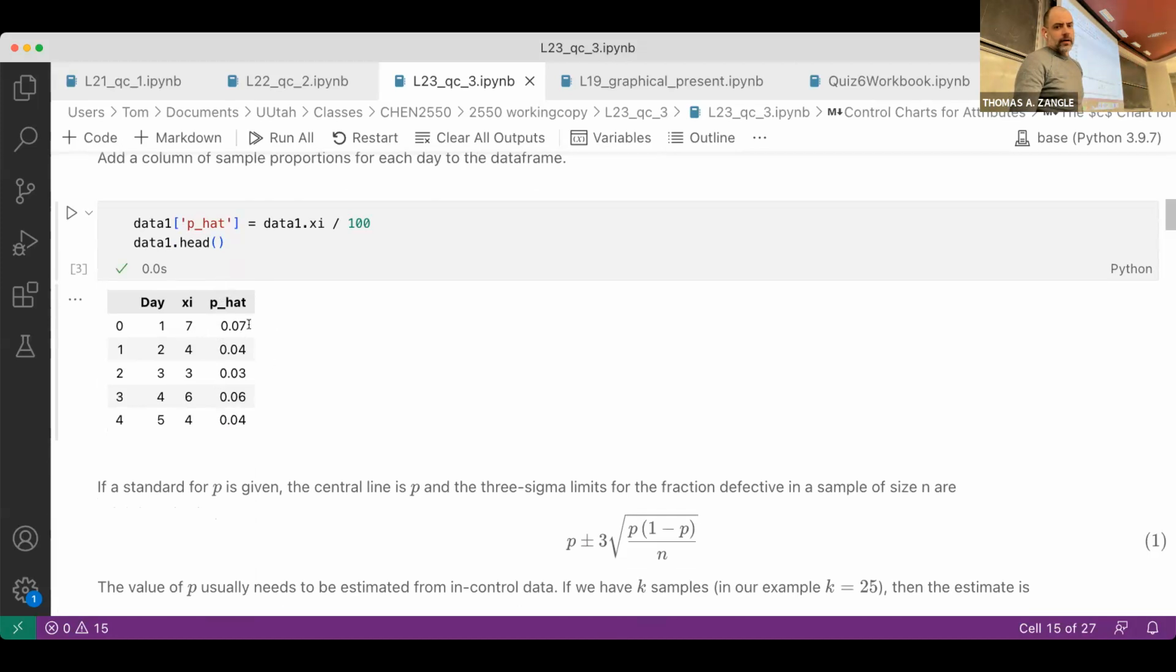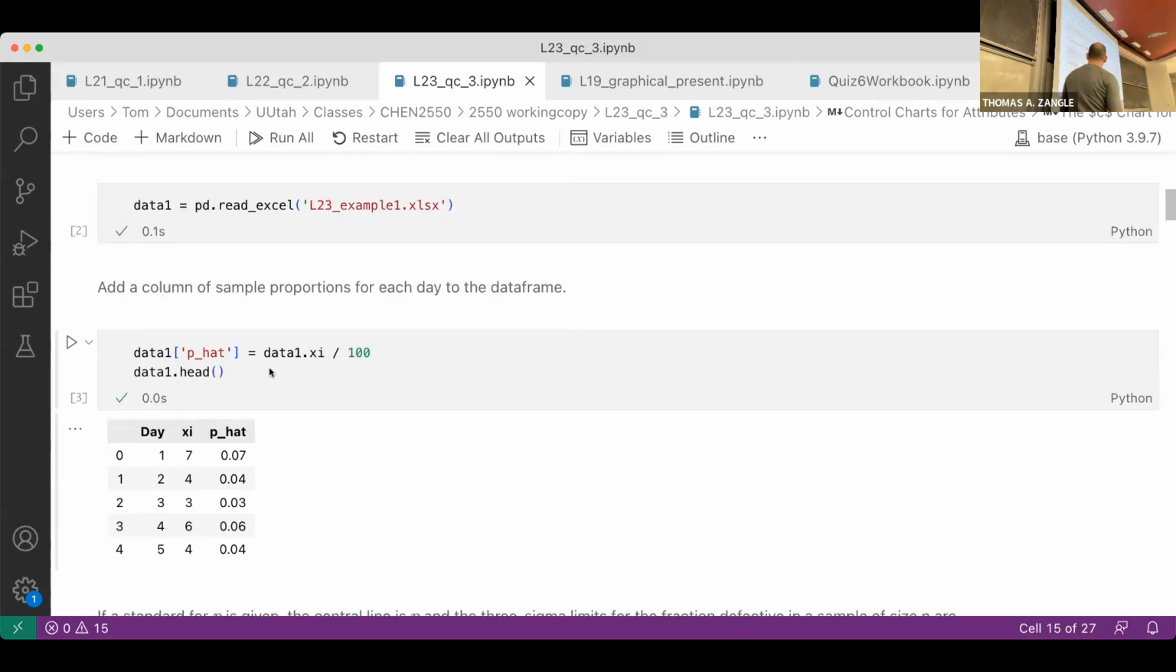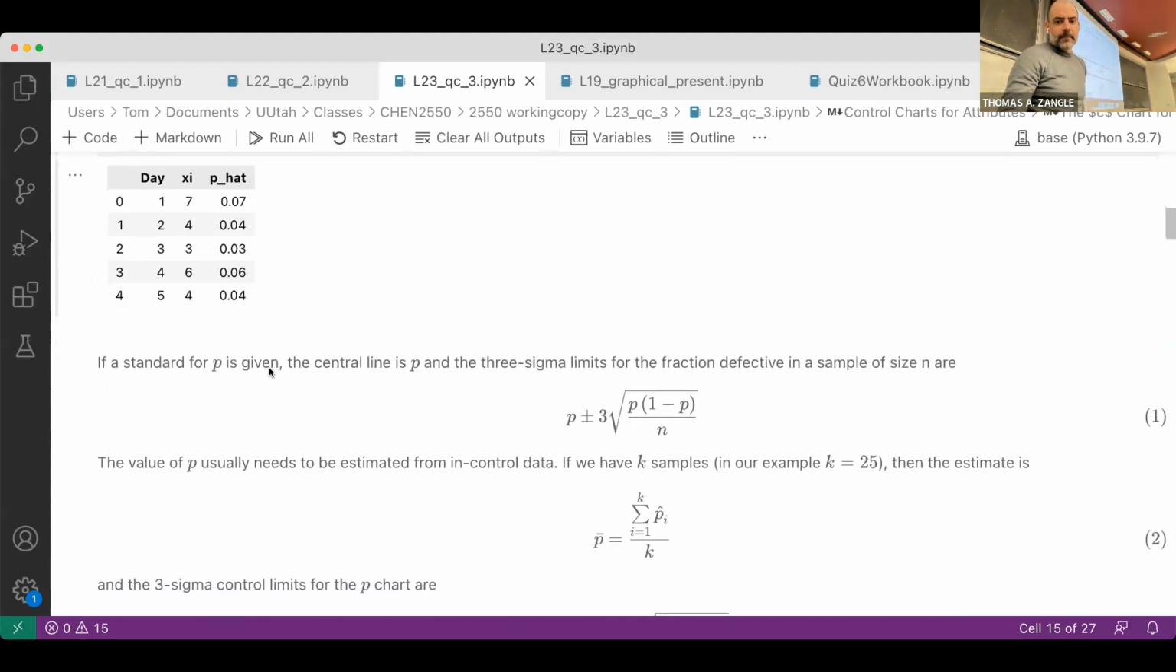Now, very analogous to what we had for the X bar control chart and S control chart, for this P control chart, or the proportion defective, our basic data is this P hat, the proportion defective versus the number of days. So we're going to be plotting that. And the question now is, how do we construct the upper and lower control limits for this data? Since a binary process should follow a binomial distribution, we're going to use what we know about binomial distributions to construct those upper and lower control limits.